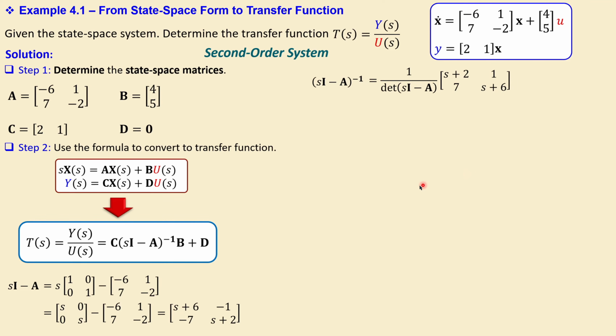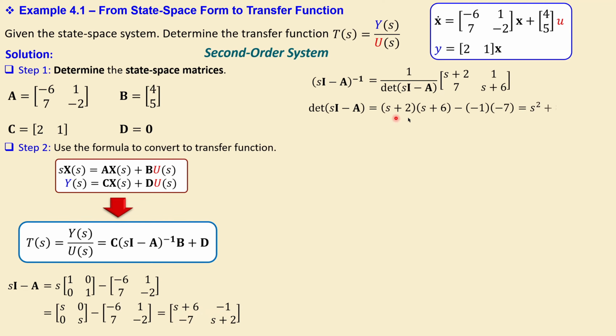Changed here, the location. Now what is then the determinant of that sI minus A? That's quite easy. You need to of course look at this one or that one. Sometimes people make mistakes by looking at this. So this is this times that, so actually s plus 6 times s plus 2 minus 7 times minus 1.